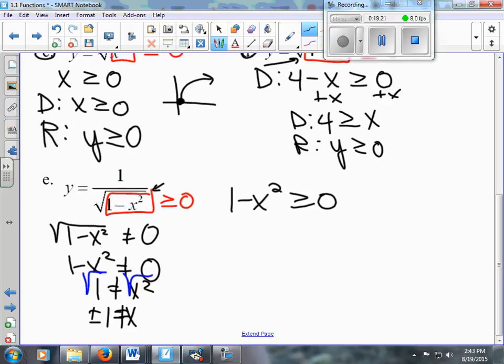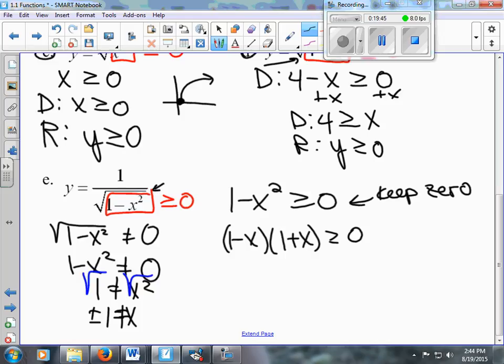But here you can't do a square root with inequalities. It's illegal. You're not allowed to do it. It messes things up. It's not right. So instead, what you want to do is keep this 0. Okay? Keep that 0. And you need to factor the other side. This is a difference of squares. So it factors as 1 minus x times 1 plus x.